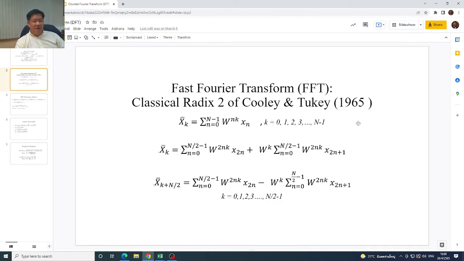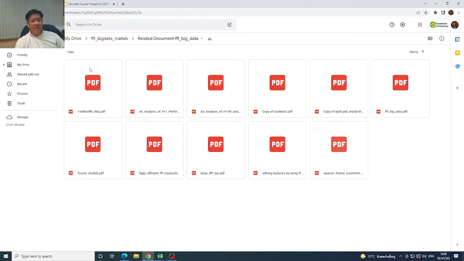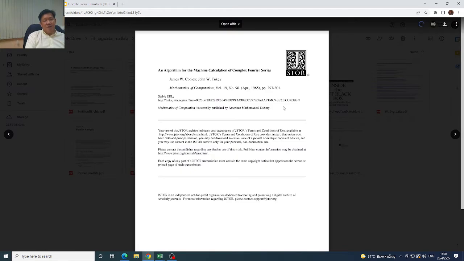Okay, and in 1965, with the classical work of what we call Cooley-Tukey, and if you go back to this drive link, you double click here for the subfolder we call related documents for Fourier Transform big data. Actually many documents here can be studied within one semester, 45 hours, but in this case I just give you all the information, and we're not going to go through all of this.